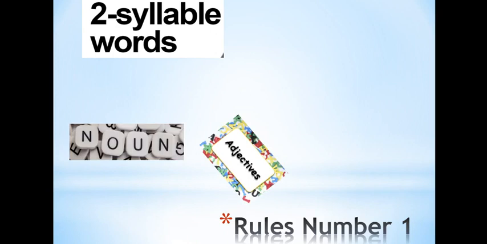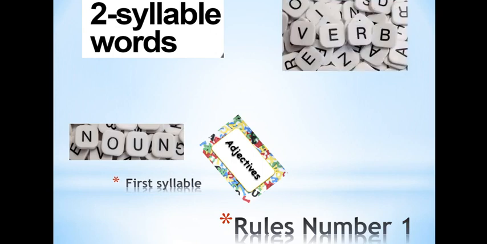Rule number 1. 2-syllable words. 2 suku kata. Jadi kata yang terdiri dari hanya 2 suku kata. It is divided into 2. The first one is noun and adjective. Jadi kata noun sama adjective. Yang kedua, itu penekanan katanya atau stress wordnya disimpan di first syllable. For verbs, put it on the second syllable. Jadi untuk noun and adjective, itu disimpan di suku kata pertama, kemudian untuk verb, itu di suku kata yang kedua.